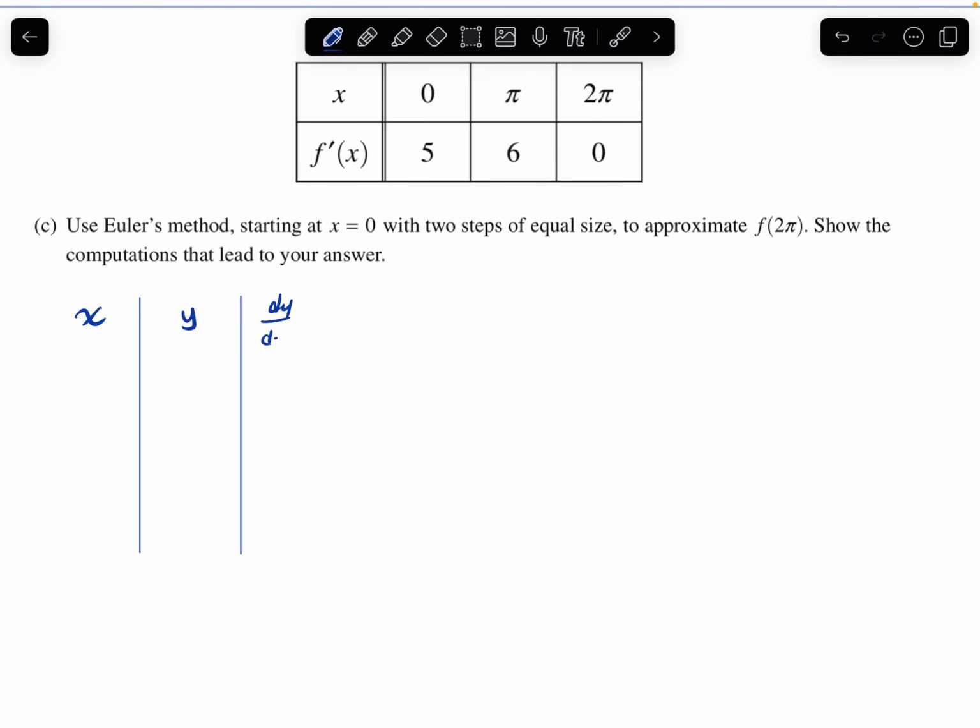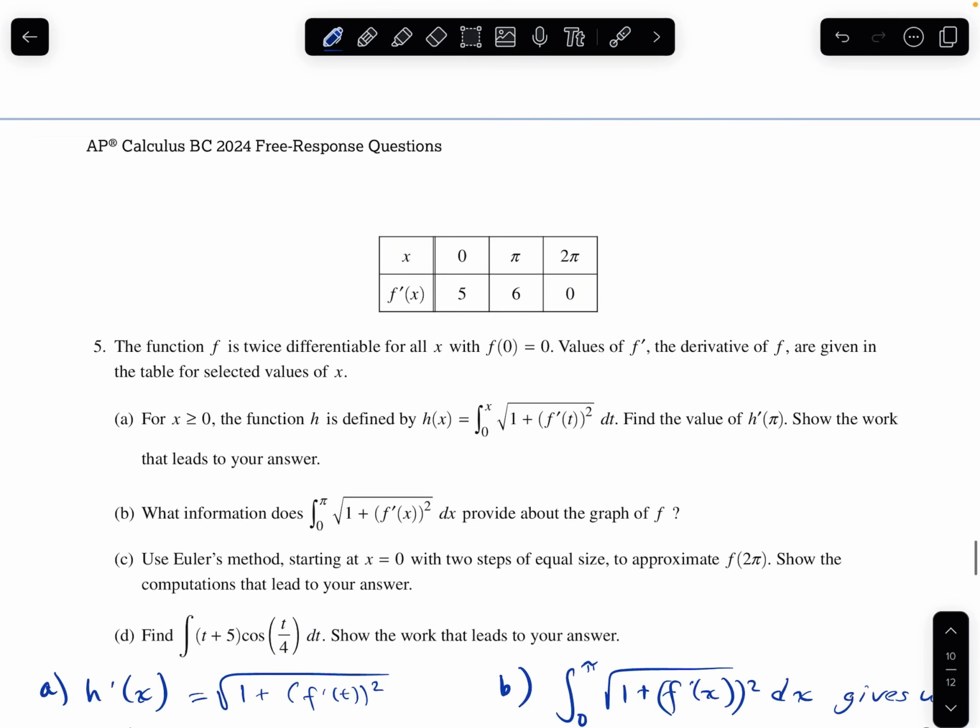So dy dx. And notice we're not actually given the differential equation, so we're not given dy dx, but we're actually going to use our table there, okay? And then we're also going to need one column for delta y, and you can also call that y prime, right? Which is just going to be dy dx times our step size, all right? So we're starting out at x is equal to 0. So that's our first value. And it isn't written here, but if you look back into the previous problem, we're told that f of 0 is equal to 0.